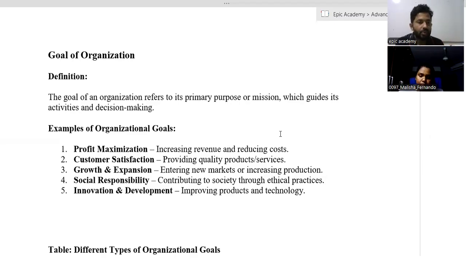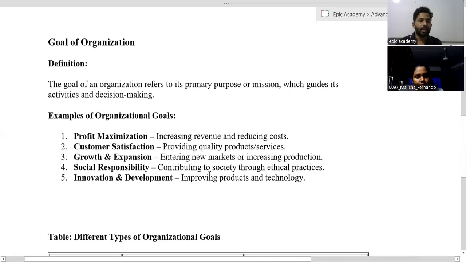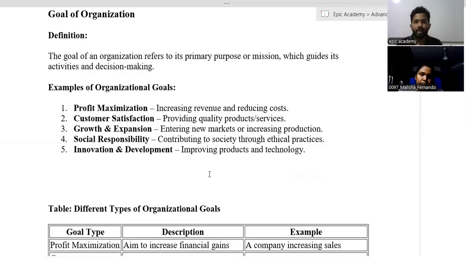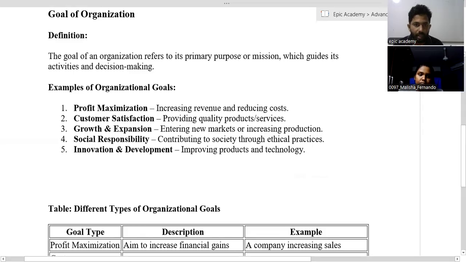Before that, we have to consider the main features of the organization. First of all, we have to identify the goal of the organization. What do they try to achieve? Some organizations try to maximize the profit, increase the revenue, and reduce the cost. Then how can we identify that? Just consider revenue. Revenue means the earnings of the production activity. We call it total revenue.